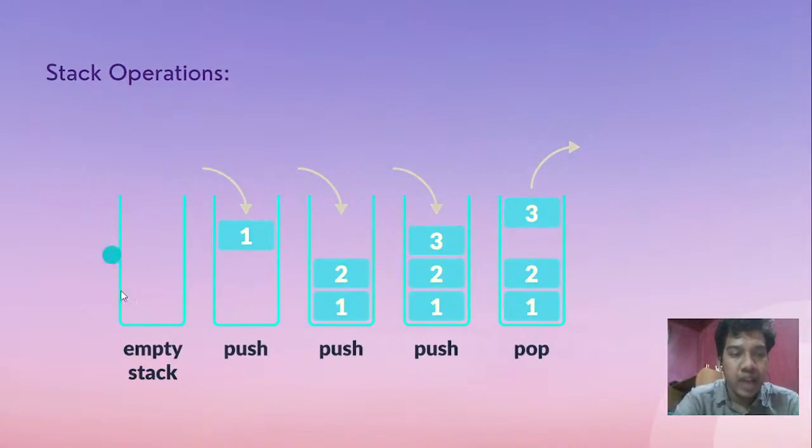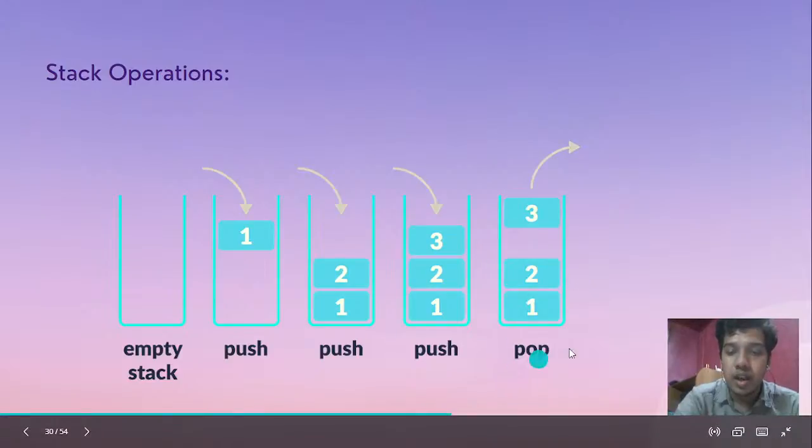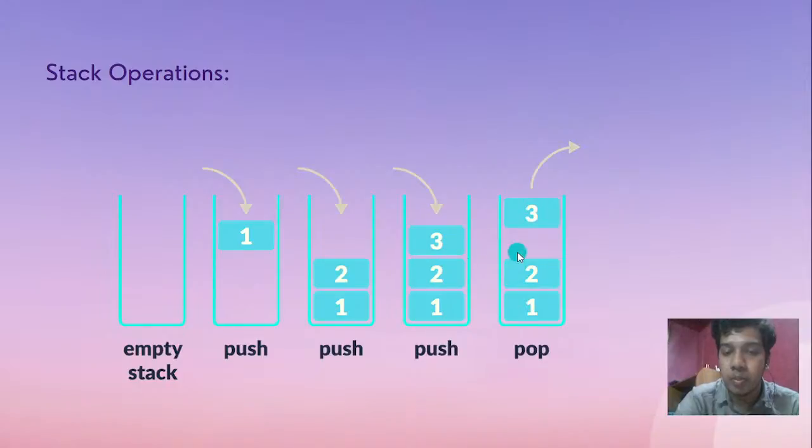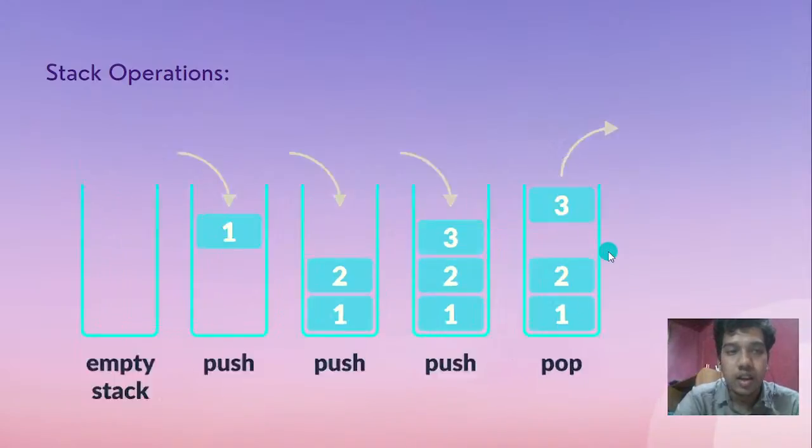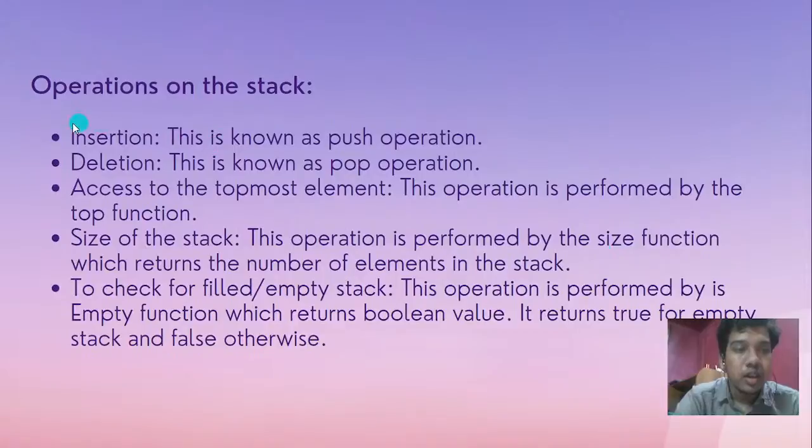Firstly, if we have an empty stack and you want to insert something in it, it is called the push operation. Push operation is basically just like an insertion operation, where we are inserting elements in our stack. Now we have inserted 1, which means we have pushed 1 into our stack. Then if we want to push 2, we are inserting 2 into our stack. Then we have pushed 3. Next is the pop operation. Pop operation is similar to a deletion operation, where we are deleting the 3, which is the topmost element of the stack. Let's understand this properly.